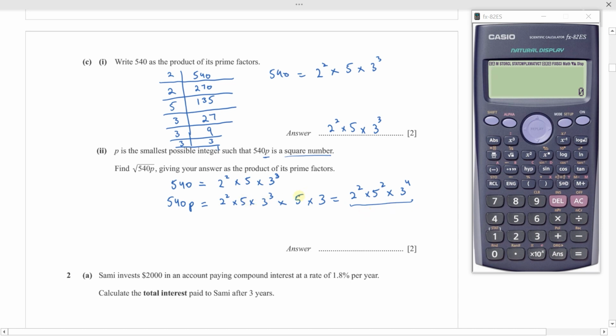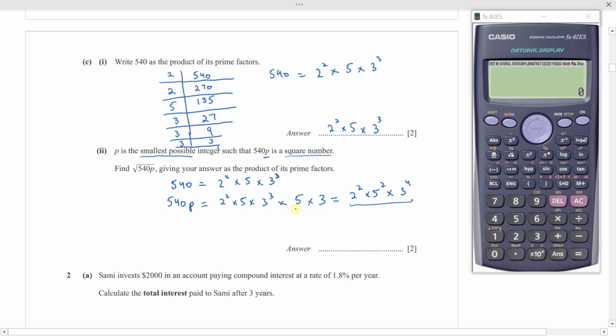I can also multiply here by, let's say, 5 power 3, which will make this 5 power 4 when I multiply this 3 with this 5 power 1. But the question says that you have to find the smallest possible integer P. So the smallest possible integer is the minimum number that we need to multiply here to get these powers even. So higher powers are also even, like 2 power 4, 5 power 6 is also even, but you have to find the smallest possible number.